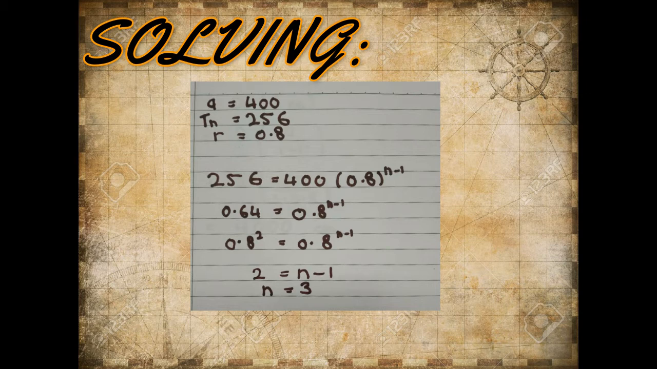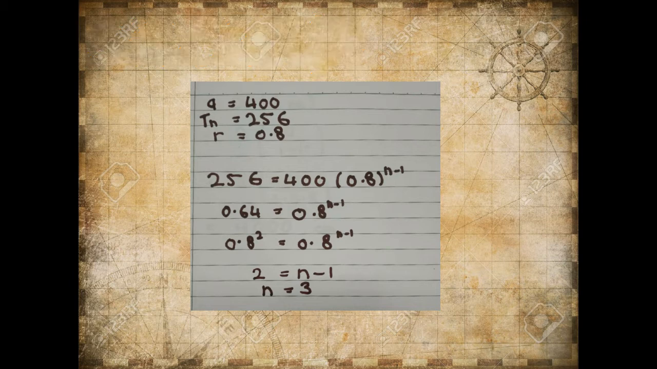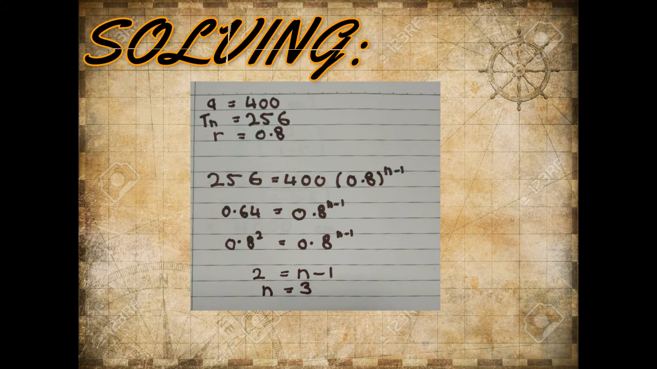Let's go into the steps to solve the question. We are given the ball bounces at 256 centimeters now, and they ask us to find how many times the ball bounced to reach this height, which means we need to find the number of terms here. We apply the formula Tn equals A multiplied by R to the power of n minus 1, where Tn we can substitute as 256, A is 400, the common ratio 0.8, and the n that we need to find out. 2 equals n minus 1, and n will be 3.